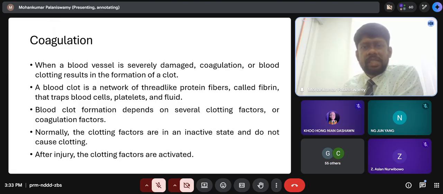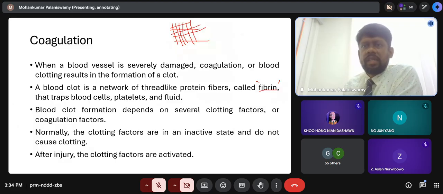When a blood vessel is severely damaged, coagulation or blood clotting results in the formation of a clot. The blood clot is a network of thread-like protein fibers called fibrin. So this is an important term, fibrin, that traps the blood cells and platelets in the fluid. Fibrin is nothing but thread-like protein fibers. Imagine these are all fibrin threads. It will be somewhat like this. So this is called a blood clot.